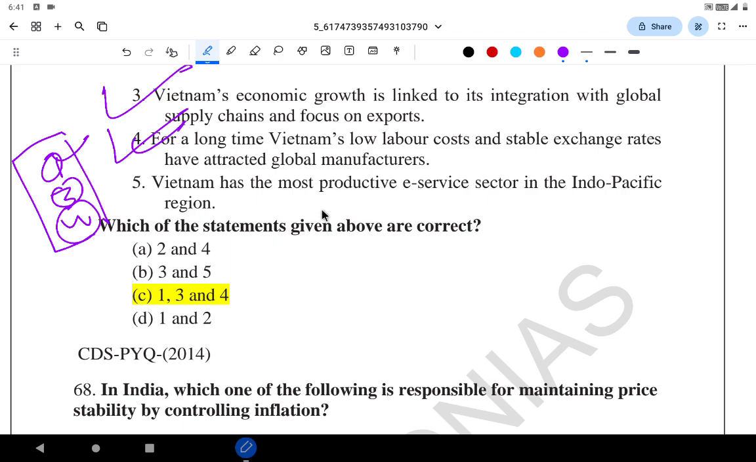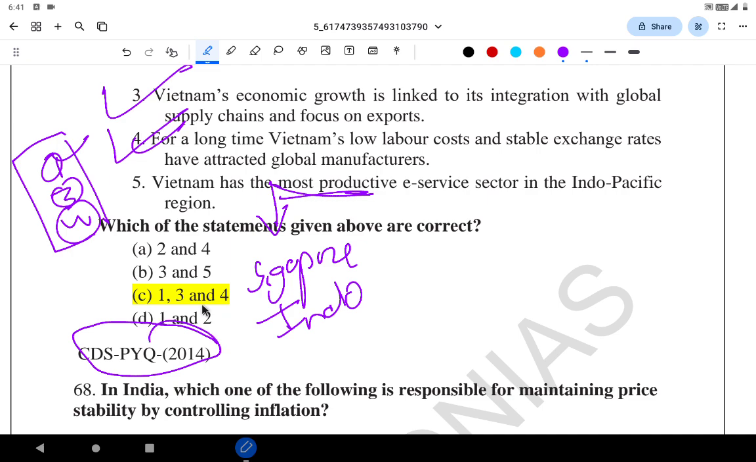Correct. Vietnam has the most productive e-services sector in the Indo-Pacific. This is wrong. See, they are saying most productive. The most productive I think is Singapore. The next is Indonesia. Even this particular question was asked in the CDS 2014. The question which seems out of the blue, a very similar question was asked in the CDS 2014 as well.